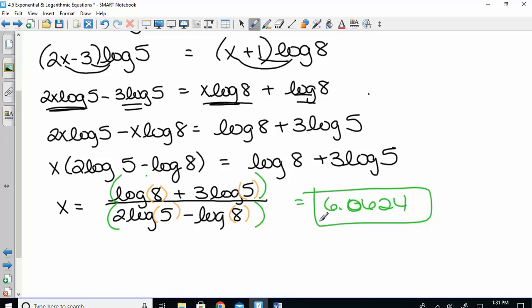Any questions right there? If this were a test and you thought you made a mistake, how would you check it? Plug it back in. These are going to be off slightly because we have some rounding error, but it should still check out. All right, any questions on that?